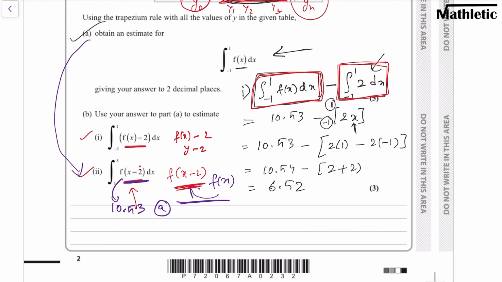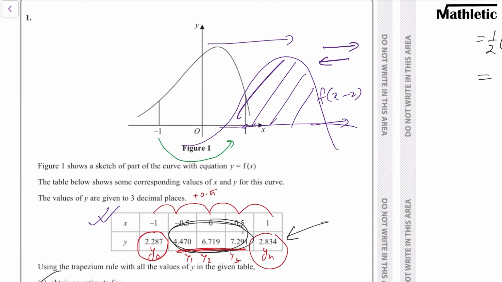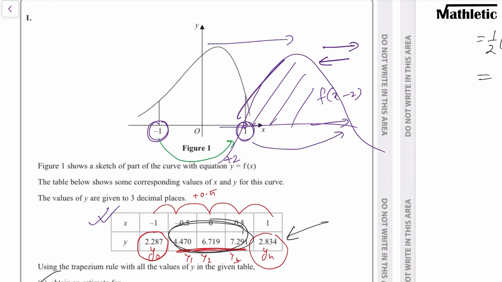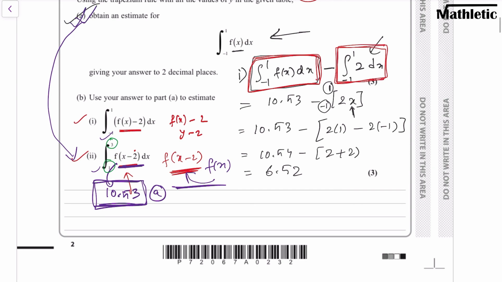And as you can see, the shifting actually changed the limits also, because when you shifted 2 units, this minus 1 will be plus 1, and the initial plus 1 will be shifted to 3. So that's why the new limits are 1 and 3. As you can see, 1 and 3. So whatever it is, the final result is still 10.53. So we do not need to show any working or step. You can just directly write down the answer from part A. So remember, a horizontal shift does not change the area under the curve.